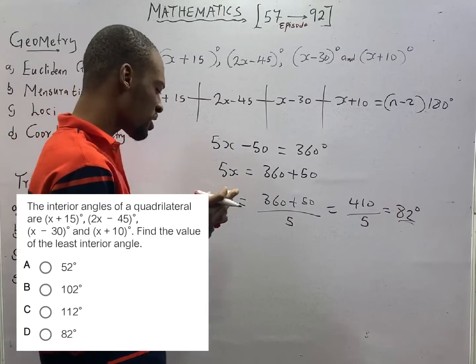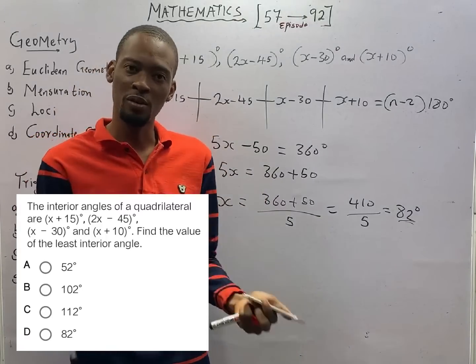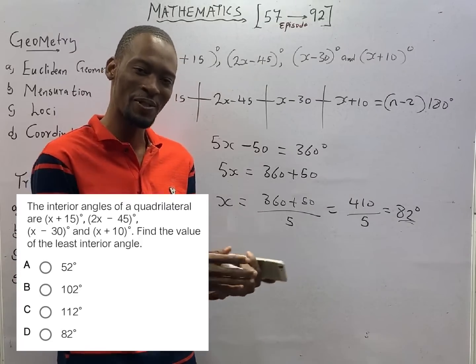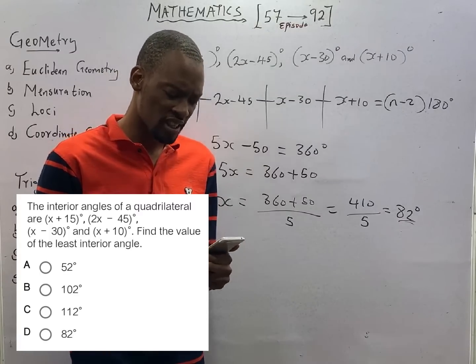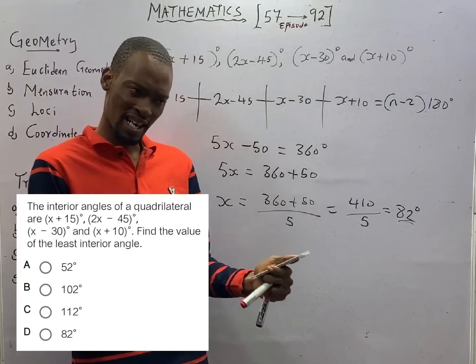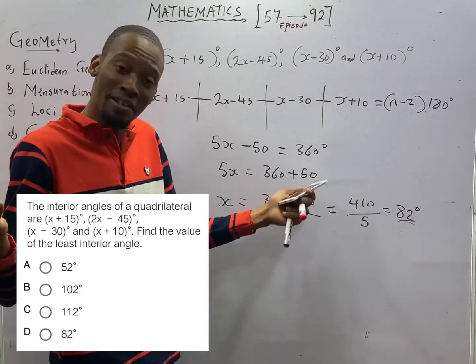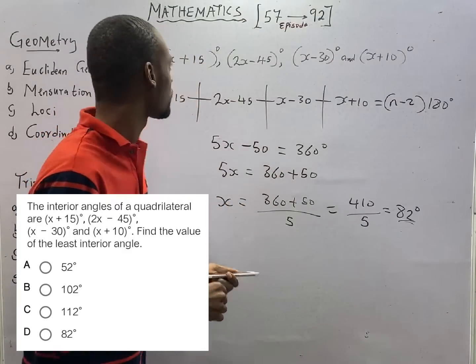But the question is not saying we should find s. If we were looking for s, option D would have been correct. That option is to deceive you. This is why you must know what you are doing. After solving, look at the question again. Is this what I was asked? So, what is the least interior angle?